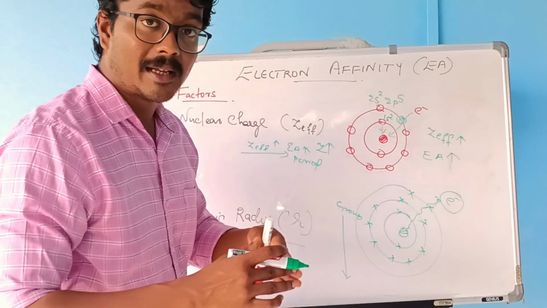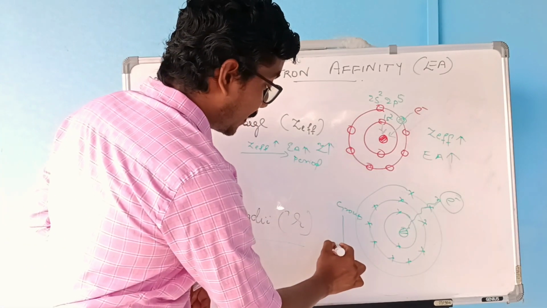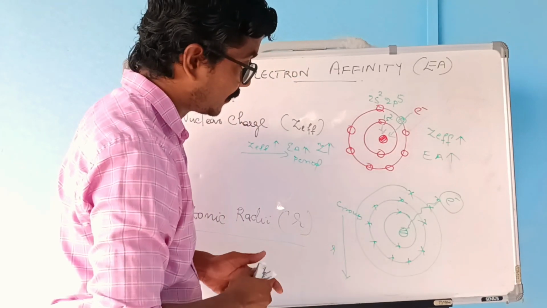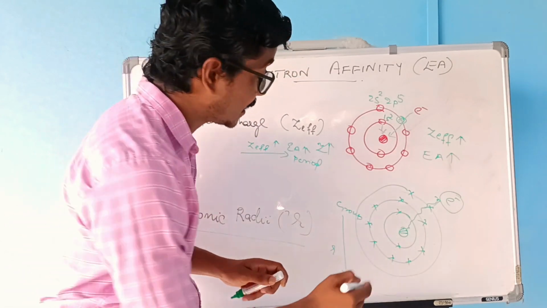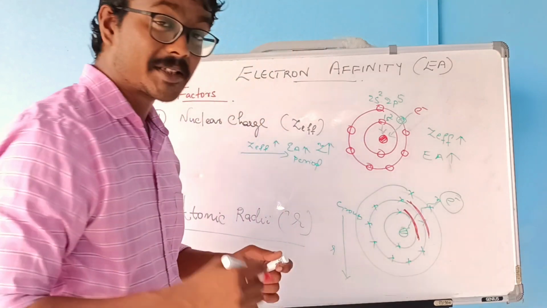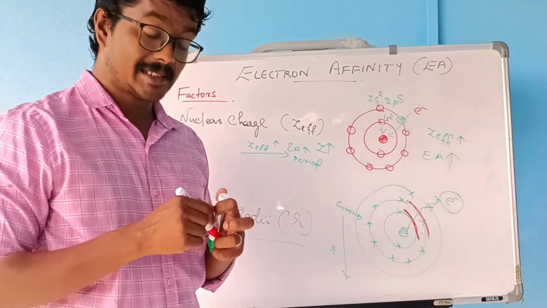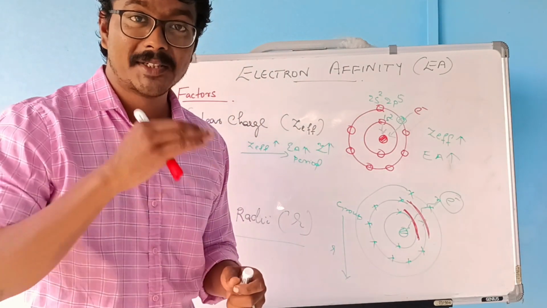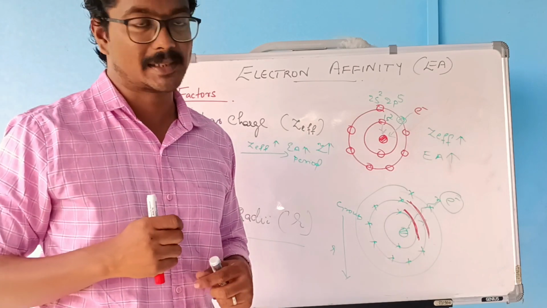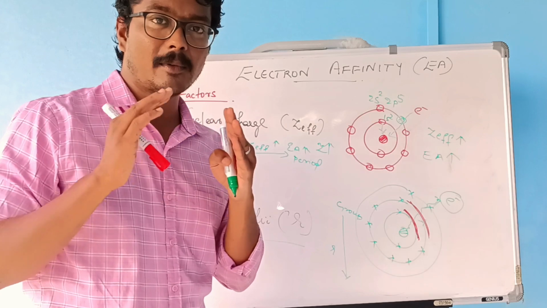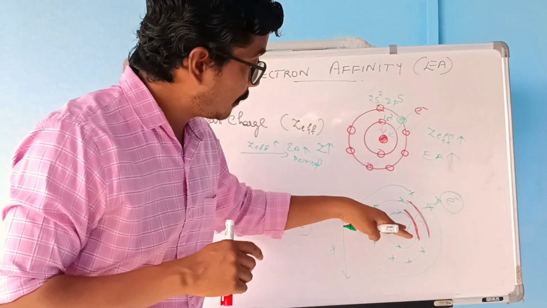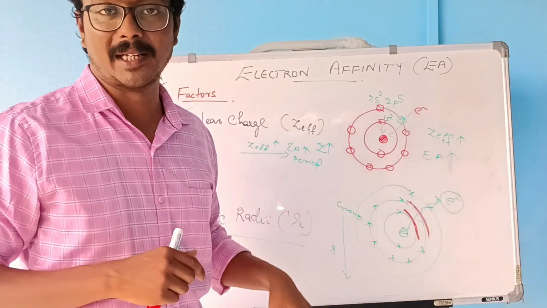Two factors there. One is the increased size, atomic radii. The second is the shielding effect. What is the shielding effect? I will discuss the shielding effect. The shielding effect is that the inner core electrons shield the outermost shell from the attraction of the nucleus. As a result, the nuclear force of attraction, the nuclear charge, cannot be passed on to the incoming electron.